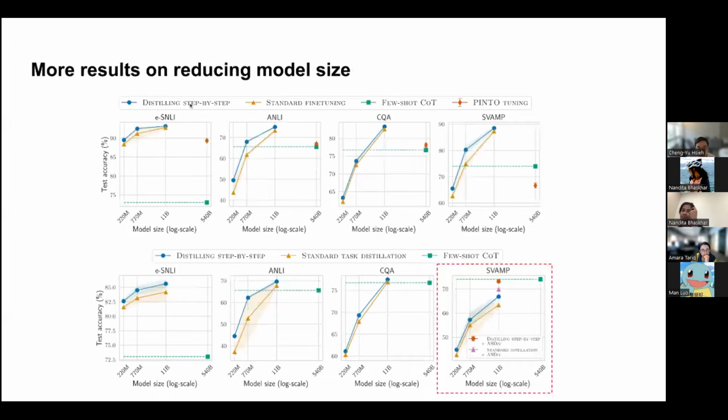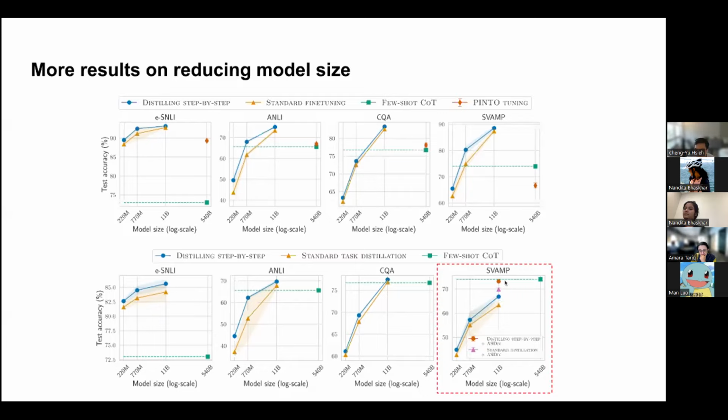And this is not only on standard fine-tuning and not only on the ANLI dataset, it also holds across the four datasets that we tried, and also holds for standard task distillation. There's only one exception, which is the SVAMP dataset. If we only consider distillation where we train only with large language model produced labels, we see that there is still a gap from the distilling step-by-step performance, which is this blue dot, to the few-shot prompted large language model performance. There's still a gap.